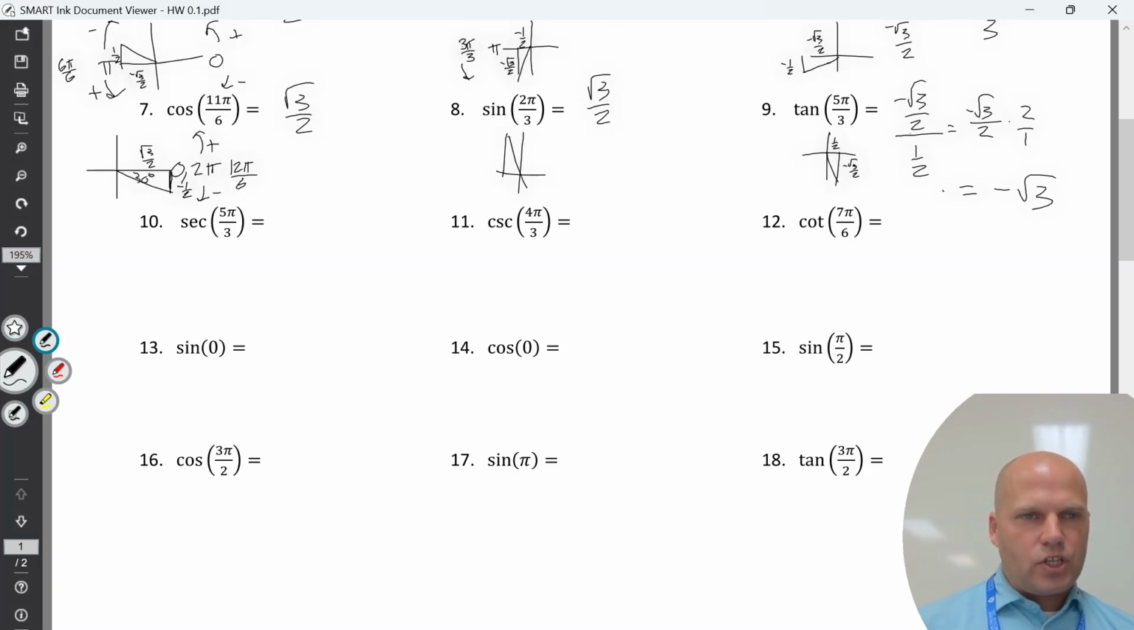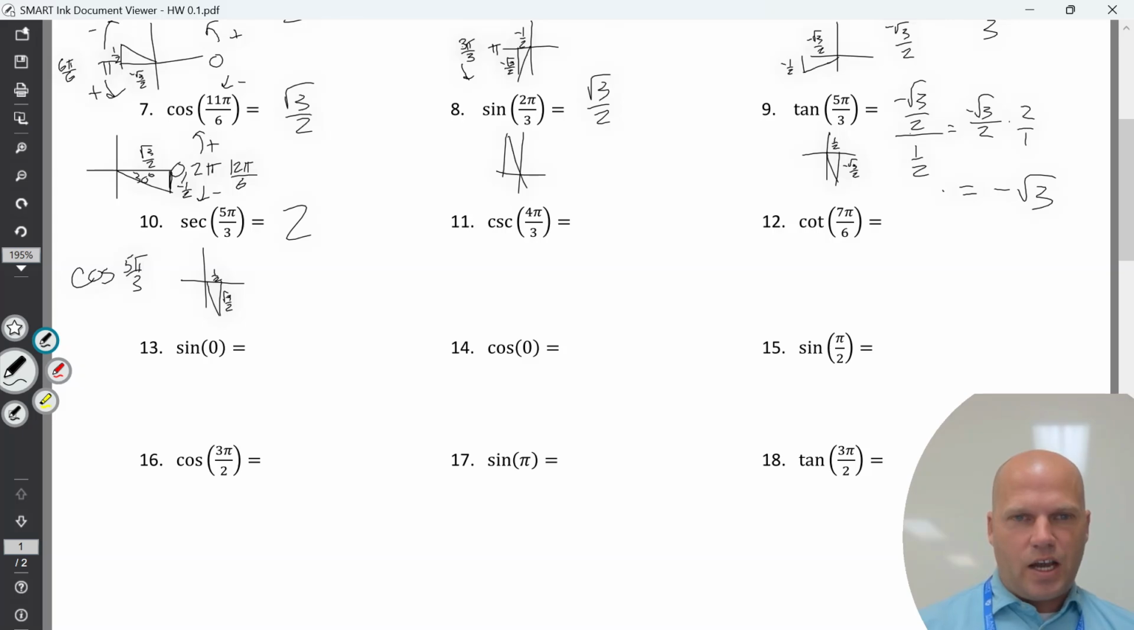Secant's the reciprocal of cosine, so I'm going to find the cosine of 5 pi over 3 first, and then I'm going to flip it. 5 pi over 3, we were just there. Big, tall 30, 60, 90 triangle, short side, long side. This is going to be 1/2. Flip it, it's 2.